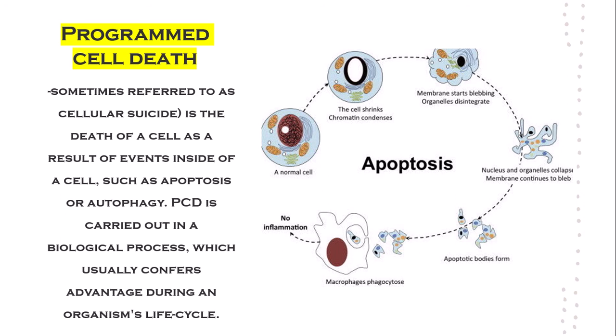So, we have a picture here. From a normal cell, the cell shrinks, chromatin condenses, and then the membrane starts bleeding, organelles disintegrate, until the nucleus and organelles collapse, while the membrane continues to bleed. And then apoptotic bodies form, followed by macrophages, phagocytosis, and no inflammation. So, if cells are no longer needed, they commit suicide by activating an intracellular death program.